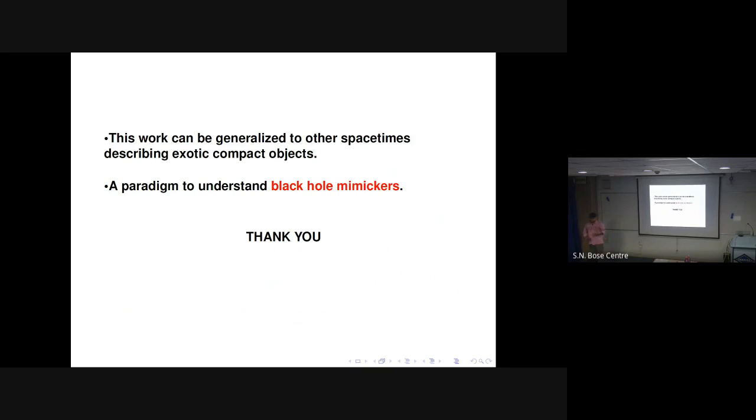LIGO has some problems because the mirrors are suspended, so it always goes back to the equilibrium configuration. In order to observe memory, you need truly free-floating masses. That's why the prospects of detecting gravitational memory are good for LISA rather than LIGO. So when LISA comes up, in the 2030s, I think it is.